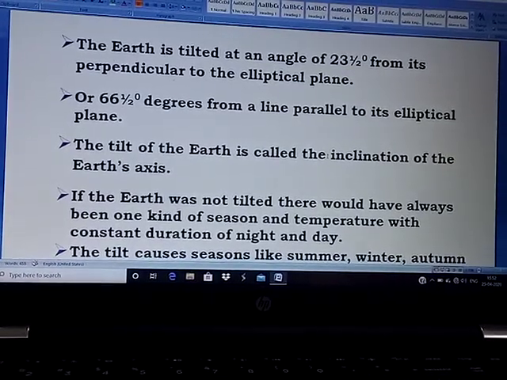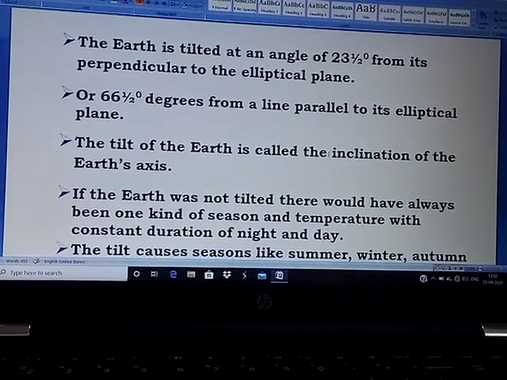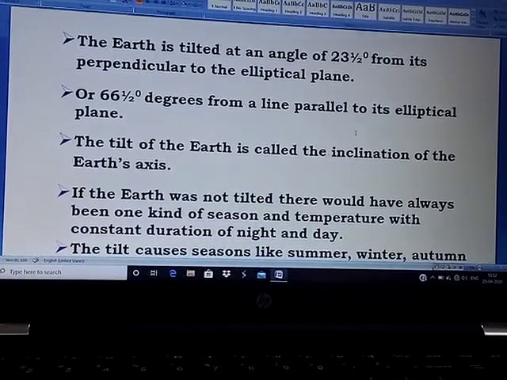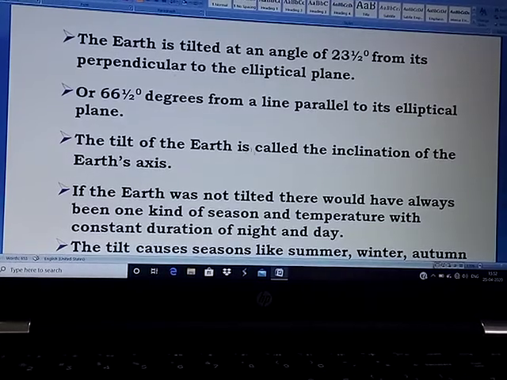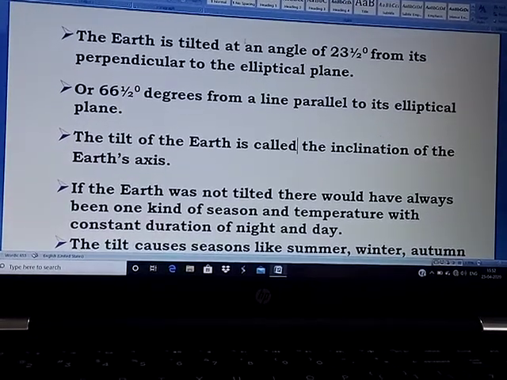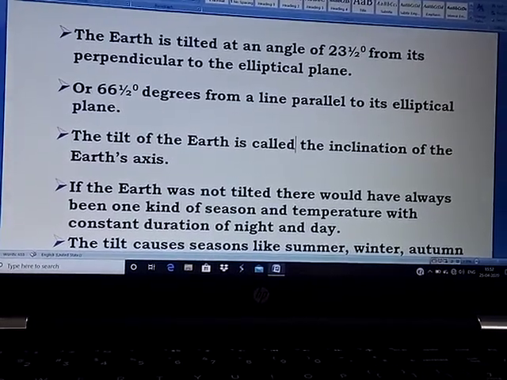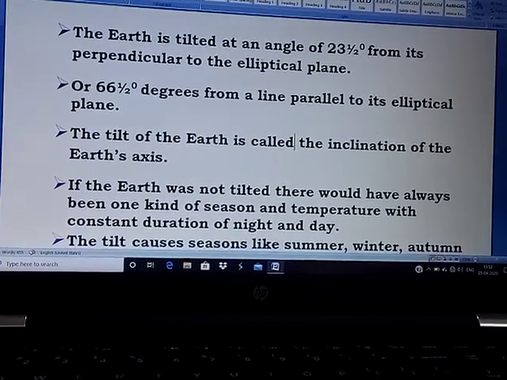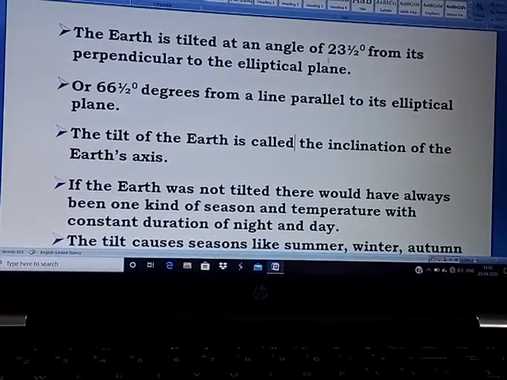We may ask you sometime, what do you understand by inclination of earth's axis? So the inclination of earth's axis means the tilt of the earth at the rate of 23.5 degrees from the perpendicular to the elliptical plane. That you have to mention.